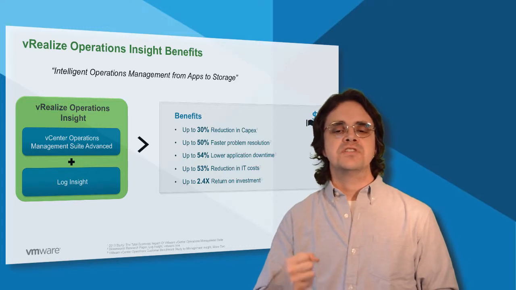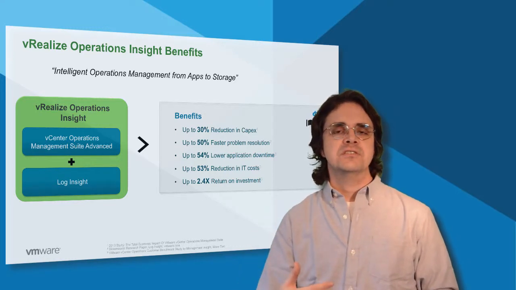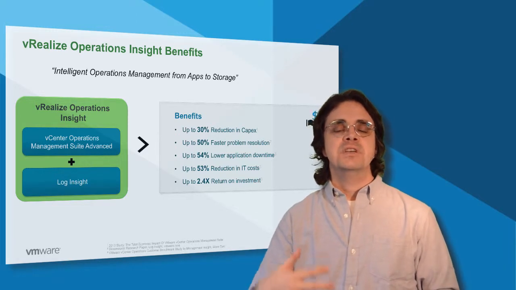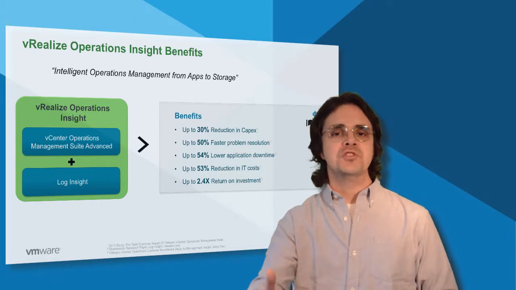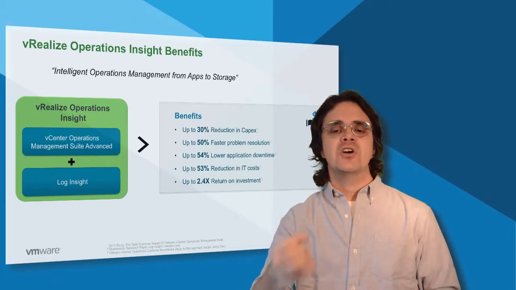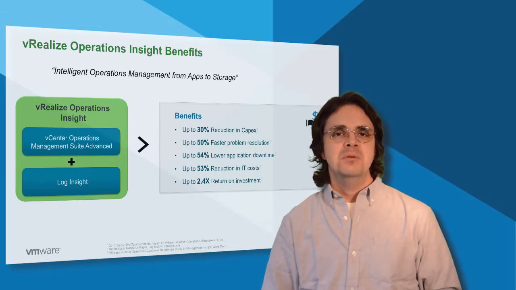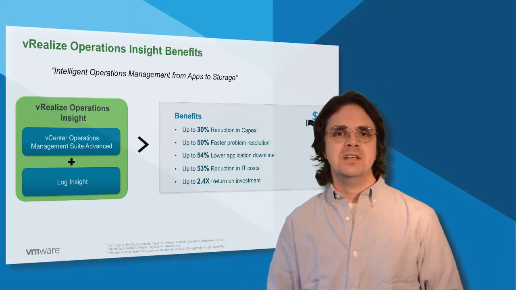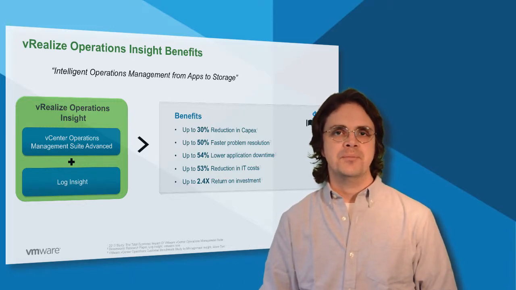You're also going to see an improvement in cost reduction and capital reduction, because you're going to be purchasing less because you're going to be far more efficient, which improves your return on investment. And you're also going to have much lower application downtime, because if we can predict what's happening, we can steer around it and circumvent the issues more effectively.